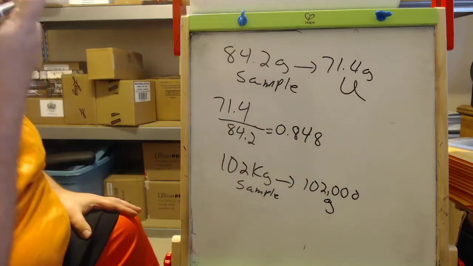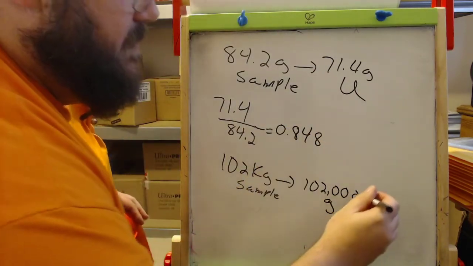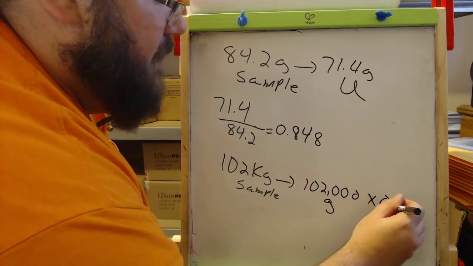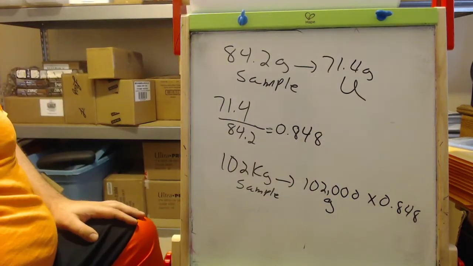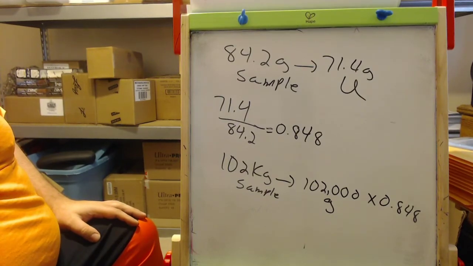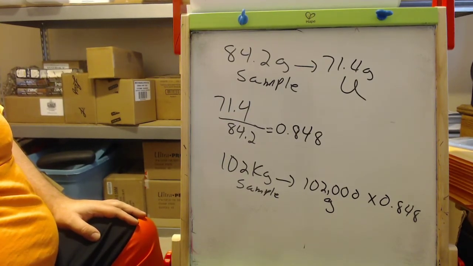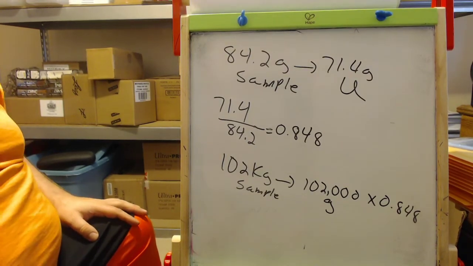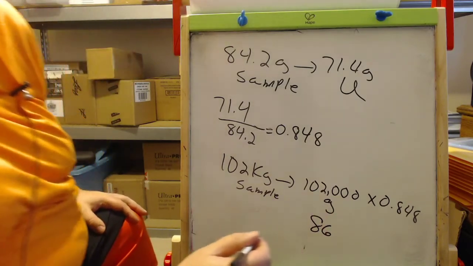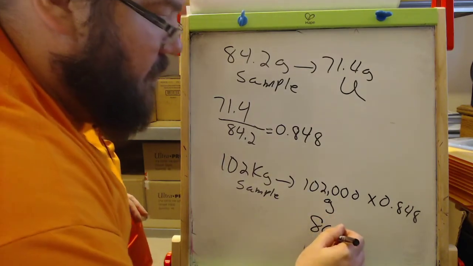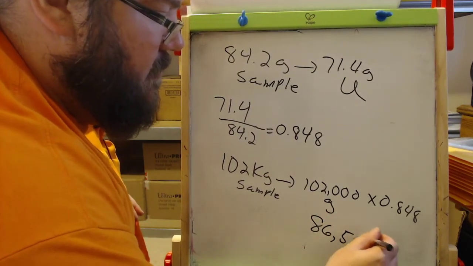And how much would be uranium? Well, 84.8% of it, so multiply by the ratio we got. We take 102,000, multiply it by 0.848, and I'm getting 86,500 grams with sig figs.